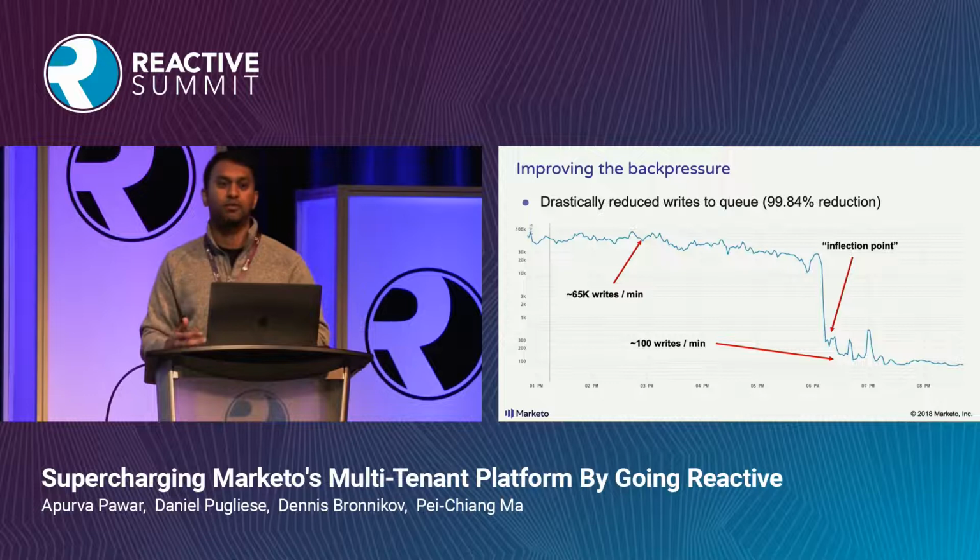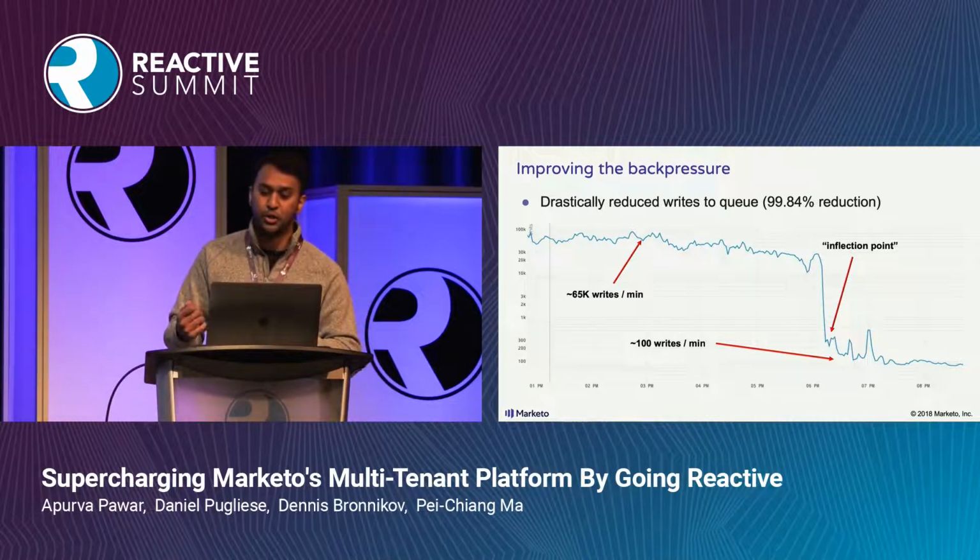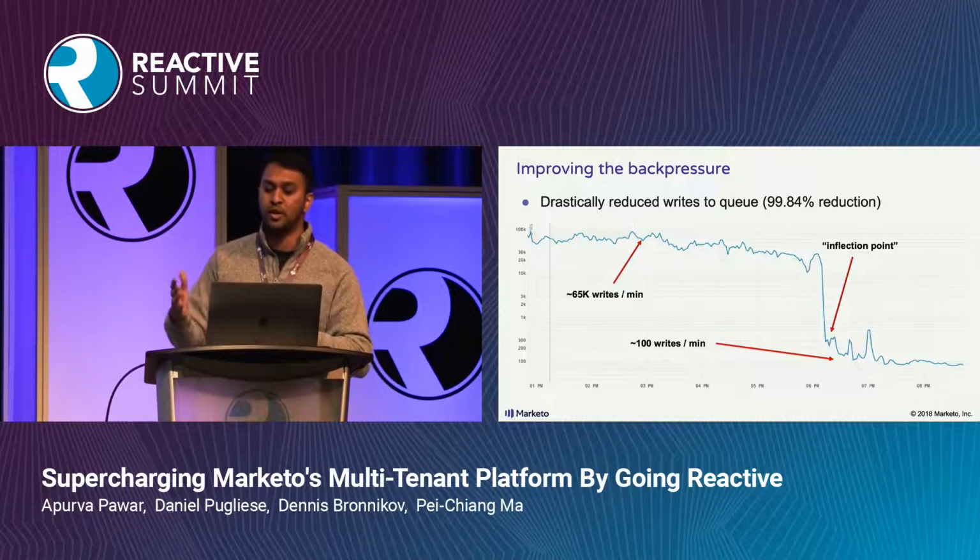On screen is a graph of total writes to the persistent queue. We can see that we have drastically reduced these writes to the persistent queue. The writes dropped by about 99.84% at the inflection point, as you see on the screen. This is when the changes were deployed. Note that the writes are still not 0, but they are significantly less.